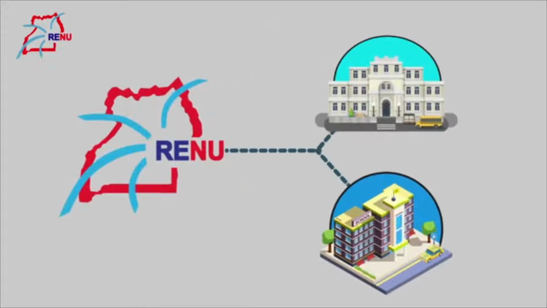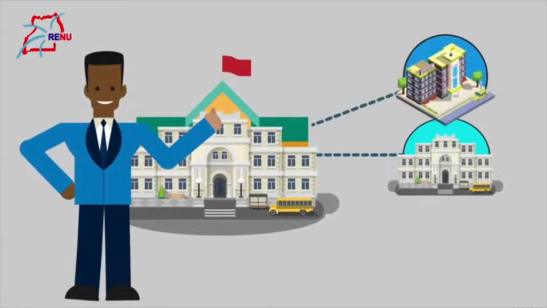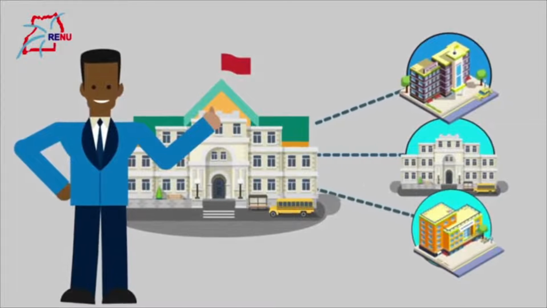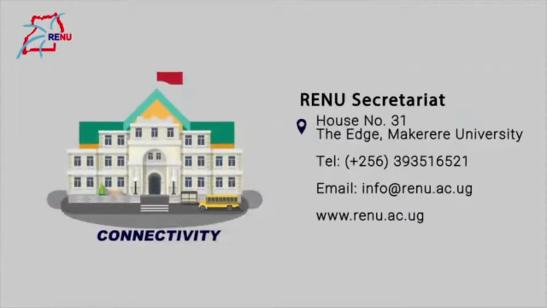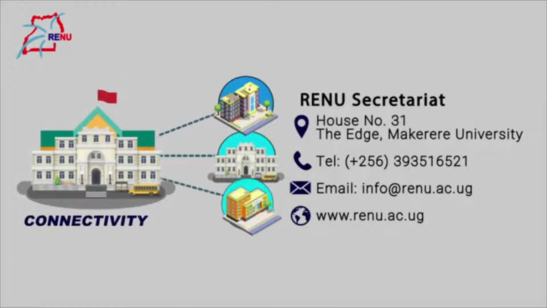If you have more than one campus connected to the Renu network, we provide dedicated leased line services for you to extend your local area network across the various campuses at no cost. So, don't let your institution miss out on the collaboration that is transforming education and research in Uganda. For more information on Renu connectivity services, please contact the Renu Secretariat.